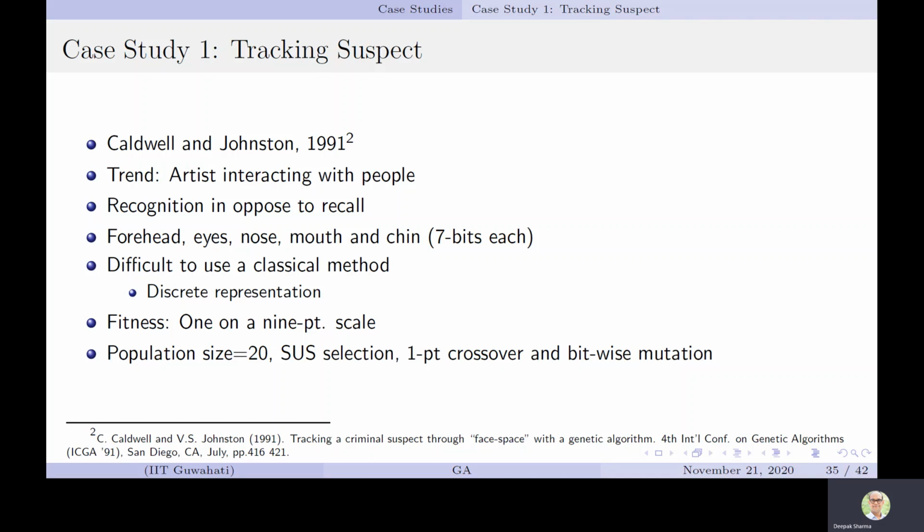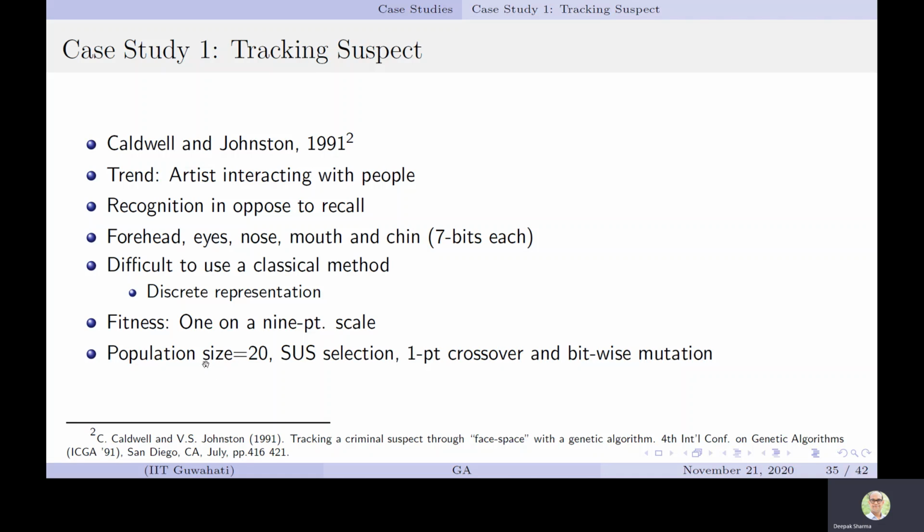So what is happening is that the eyewitness who has just seen the suspect is given a computer screen, and then they have a database of forehead, eyes, nose, mouth and chin. They keep on changing those values. By looking at the picture, for every picture you are giving a fitness such as 1, 2, 5. So when you give a higher fitness, it means the picture resembles the suspect more. That is the way they started it.